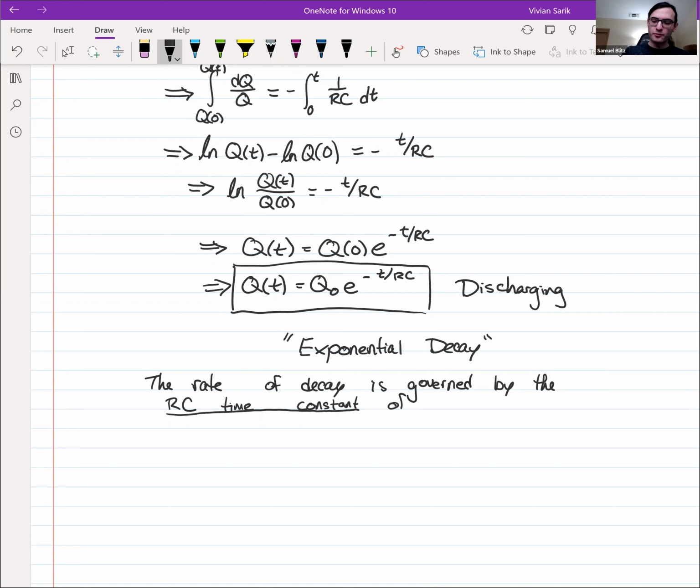Of the circuit. So each circuit has its own RC time constant. Those are coming way later, near the end of the course. And so this RC time constant is often designated by the Greek letter tau, which is like a curly t that's small.